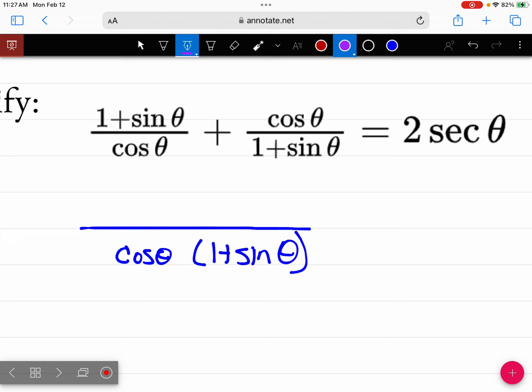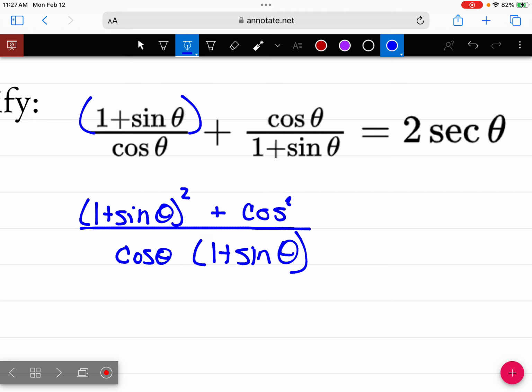So what we're going to have as our numerator, this left-hand side is going to be multiplied by 1 plus sine theta. So we're going to wind up with 1 plus sine theta squared, plus, and same thing happens on the other side, we wind up with cosine squared theta.